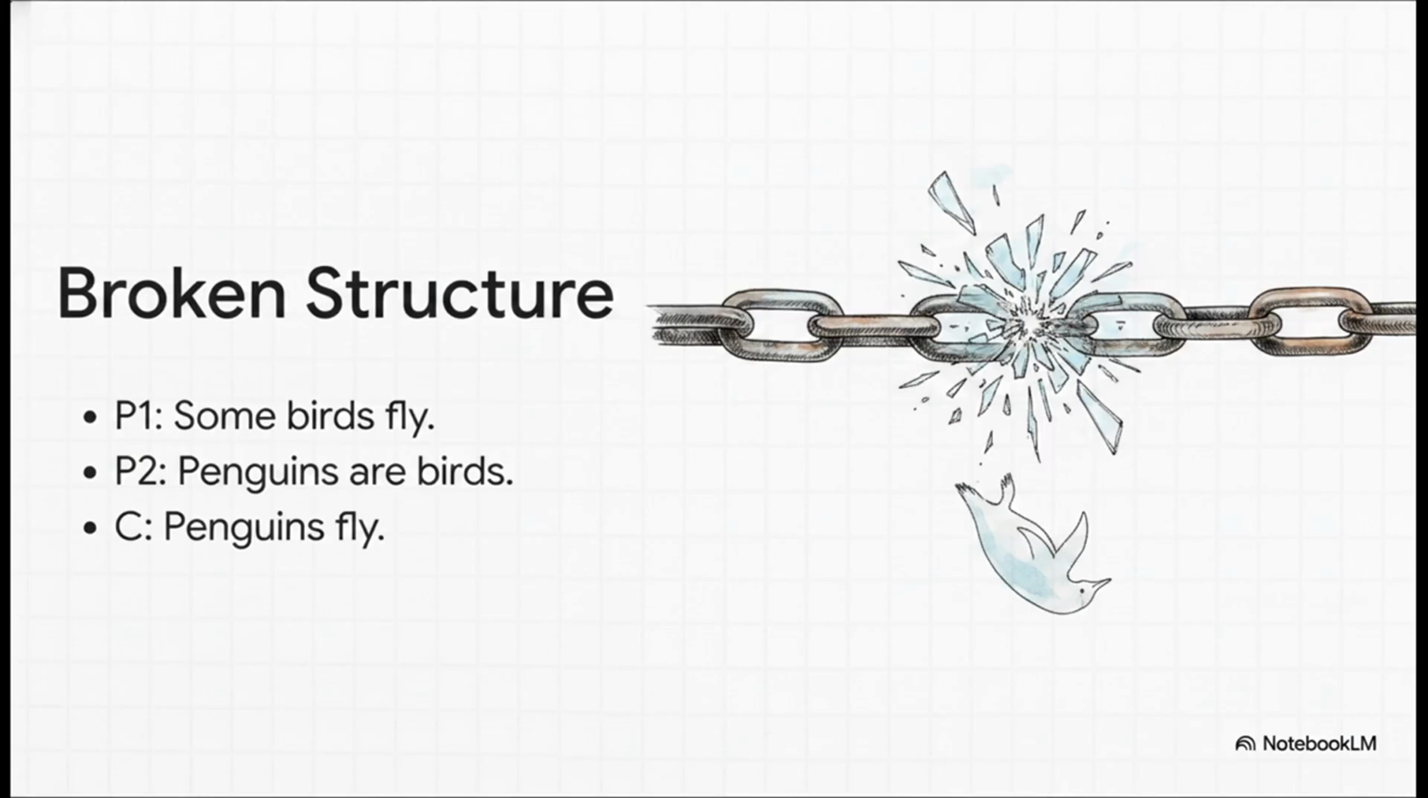Why? Because manipulators confidently use objectively true statistics. Is it true some birds fly? Yes. Are penguins birds? Yes. Both starting points are objectively true. But look at the conclusion. It doesn't follow. That little word some completely shatters the logical chain. Just because penguins belong to the bird category doesn't mean they belong to the flying subcategory. If you aren't trained to spot the broken structure, you'll believe a lie simply because the initial statistics were true.